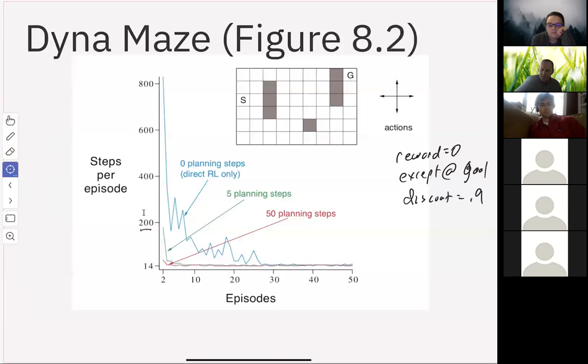And so what takes us almost 30 episodes to learn in direct reinforcement learning, if we're doing 15 planning steps, we can do in a handful of episodes. And if episodes are expensive, if interacting with the real environment is expensive, this is a big win.